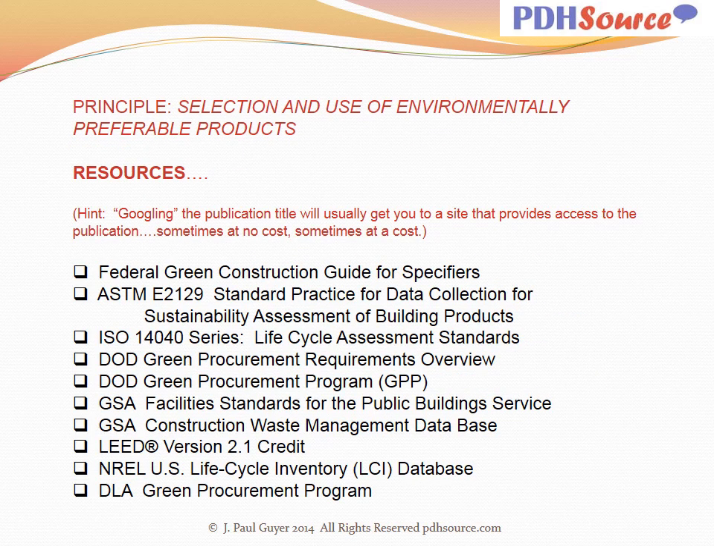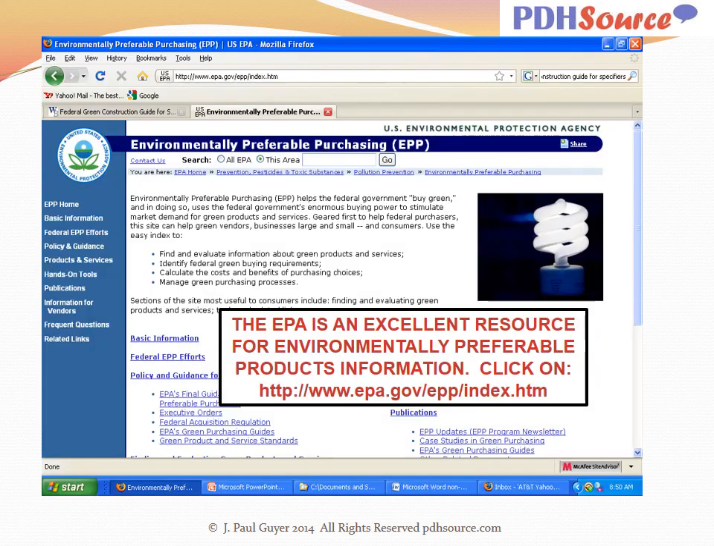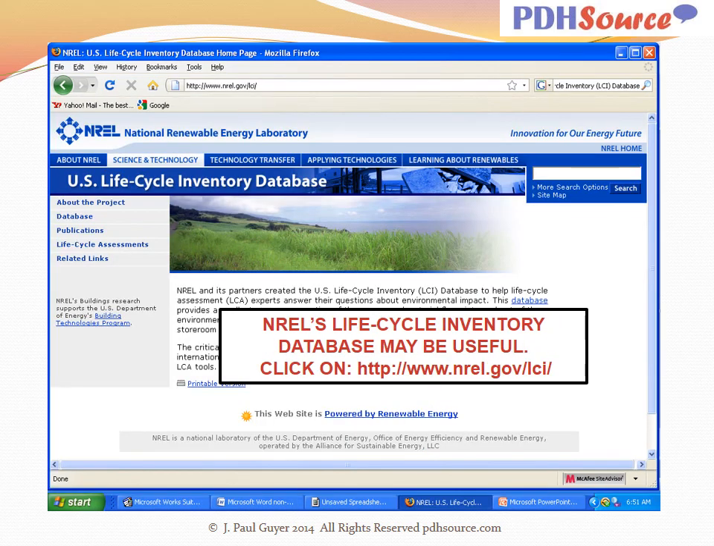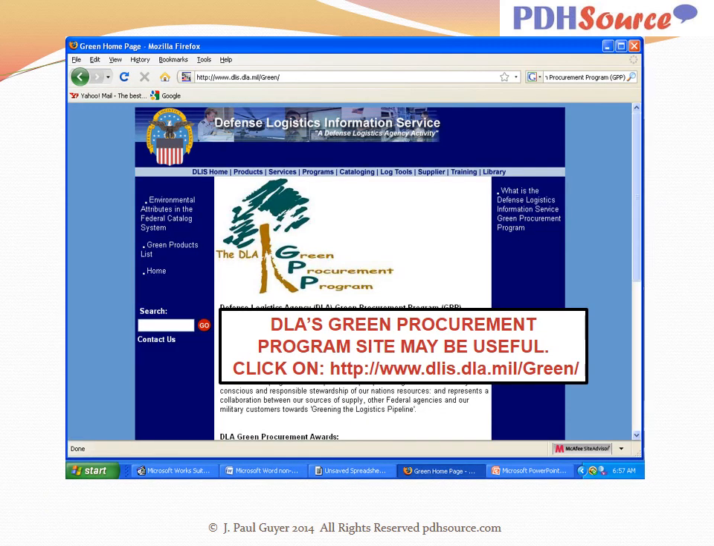Resources that are available to you, a listing again of these resources, and the EPA and the Department of Energy are, of course, at the forefront in this area. The Defense Logistics Agency has a green procurement program that you might take a look at. The Defense Logistics Agency buys the stuff that is used typically in the O&M of buildings, the toilet paper and things like that.